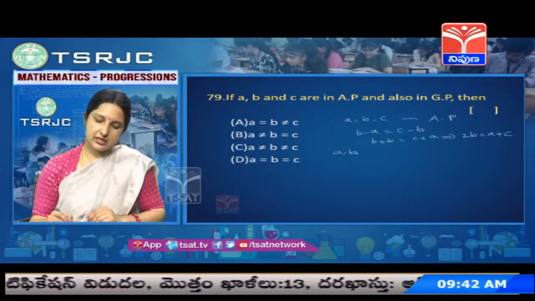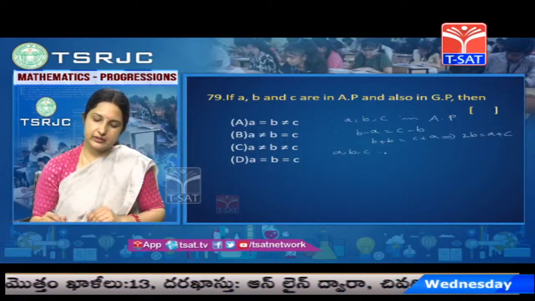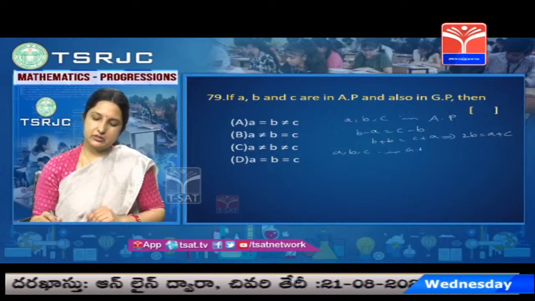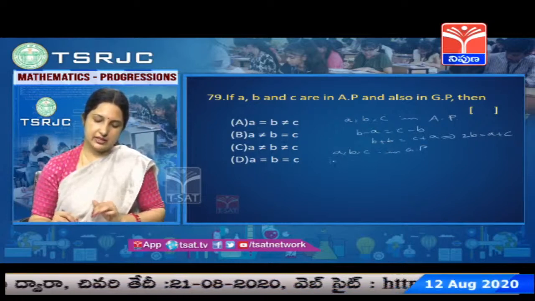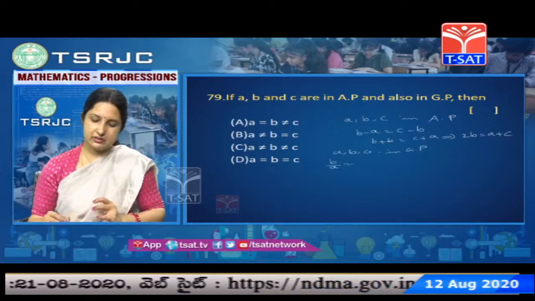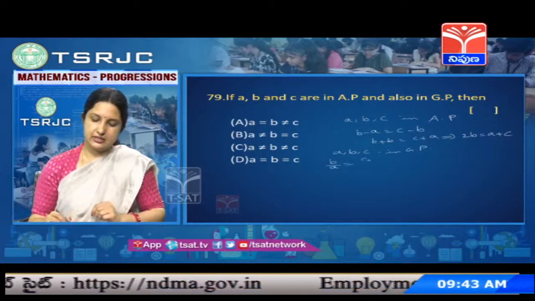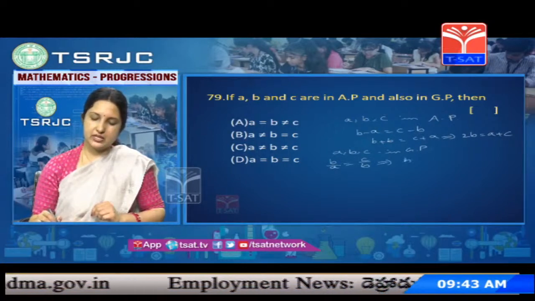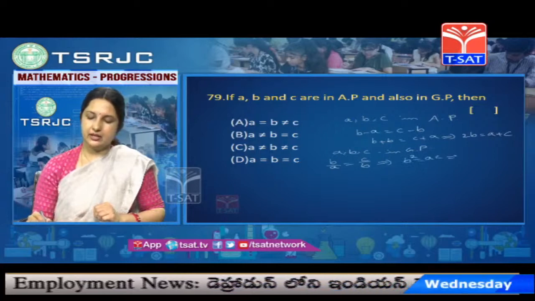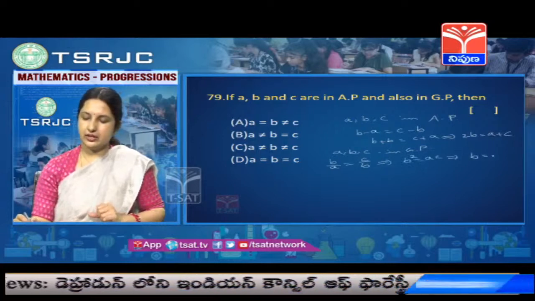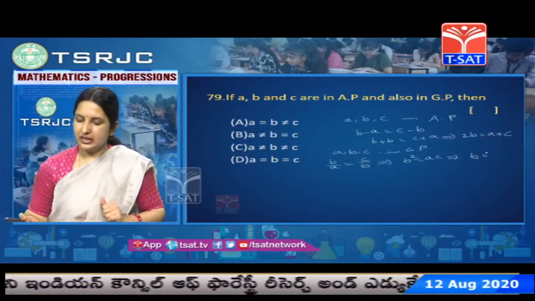Similarly, if a, b, c are in GP, we know what comes: b square equals ac. c by b, that implies b square equals ac. Then b equals what? Root ac. It will be like this.